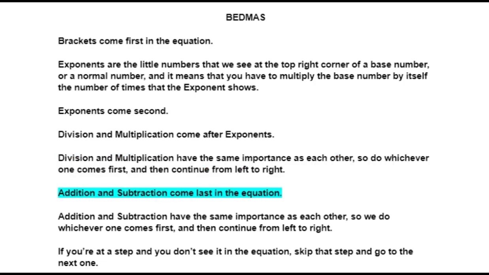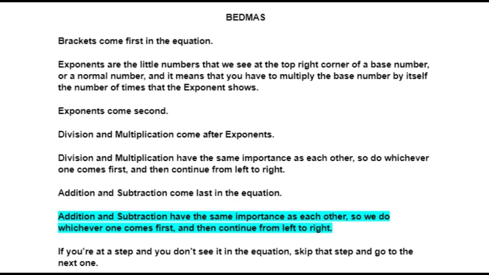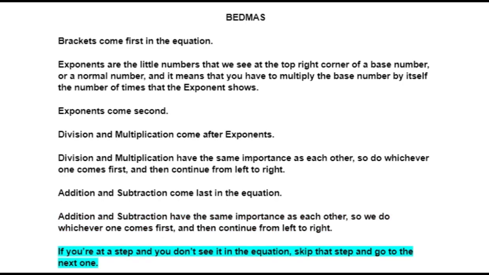We learned that addition and subtraction come last in the question. We learned that addition and subtraction have the same importance as each other, so we do whichever one comes first and then continue from left to right. And finally, we learned that if you're at a step and you don't see it in the equation, we skip that step and go to the next one.